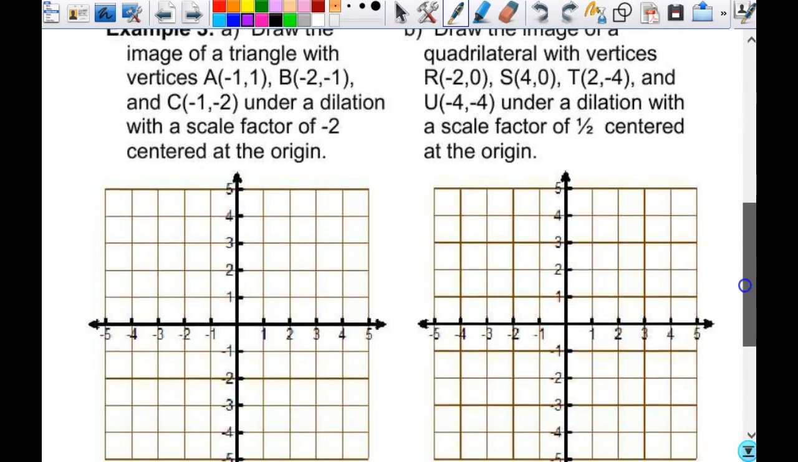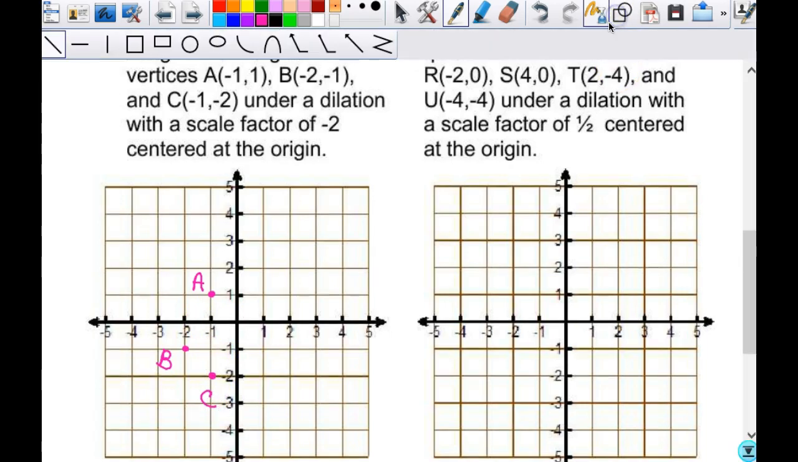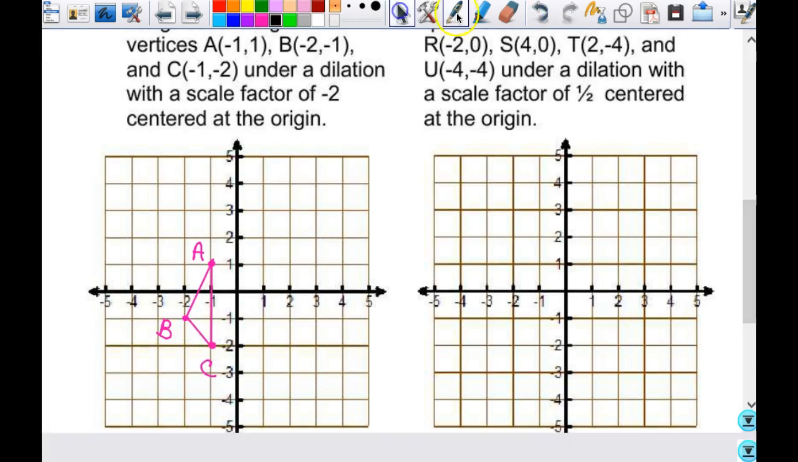All right, so draw the image of a triangle with these vertices. So let's start by plotting these points. A is at negative 1, 1. B is at negative 2, negative 1. C is at negative 1, negative 2. Yeah, you don't necessarily need the ruler. It works fine. Oh my gosh, I can't hit the points. Okay, so we have this triangle.